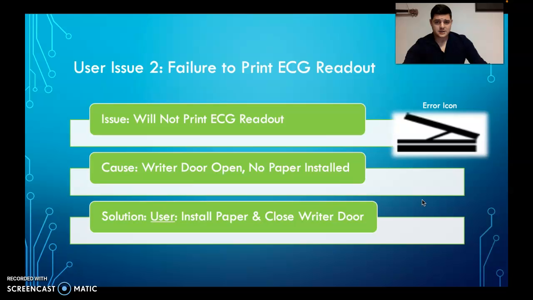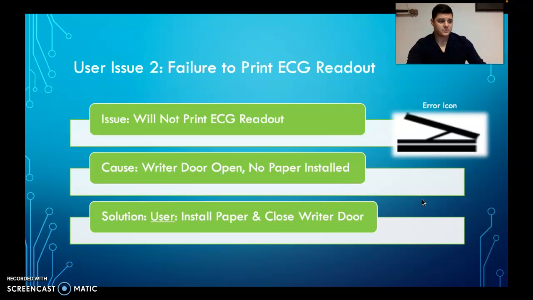So probable cause, per the 15-1 user manual section, the error icon displayed is described as a writer door open error. So the lid of the printer is open pretty much. So obviously it's not going to be able to perform its proper function. But the bigger issue is obviously there's no paper installed. So the solution that the user needs to go through to fix this problem is just simply install paper and then close that writer door so that the device can function properly.